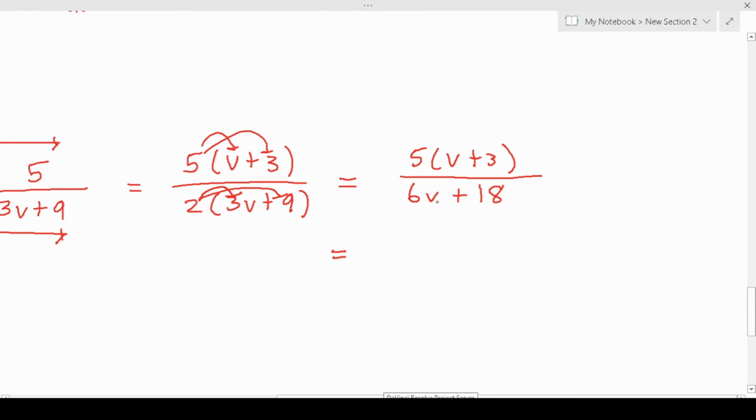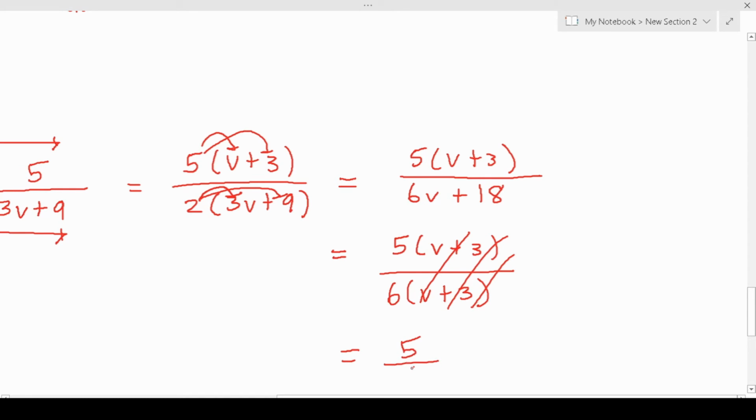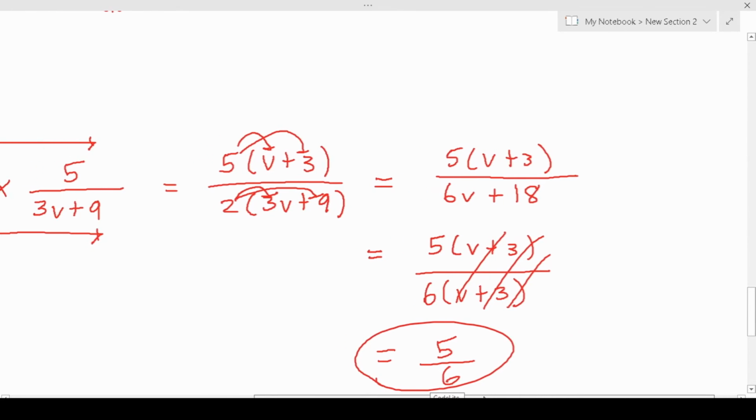Let's factor out a 6 in the denominator and see what that does. Again, this becomes 5v plus 3. Factor out a 6. This is going to become 6v plus 3. And again, this is going to enable us to cross out these v plus 3's, which will just leave us with 5 over 6. Okay, so the answer to that one is 5/6.